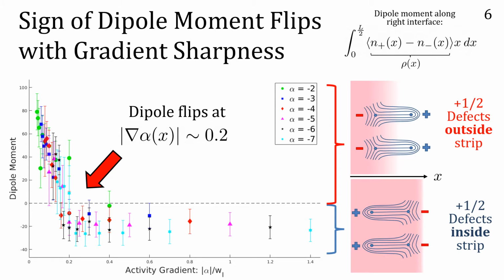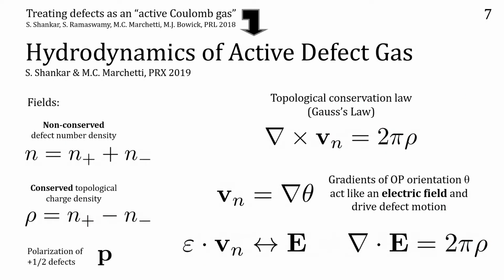they slow down. In order to understand this dipole flip, we apply a hydrodynamic theory of active topological defects developed by Christina Marchetti and Suraj Shankar in 2019.